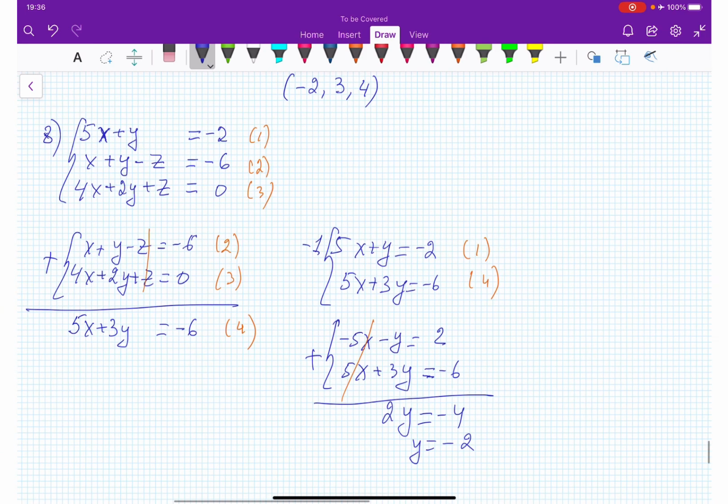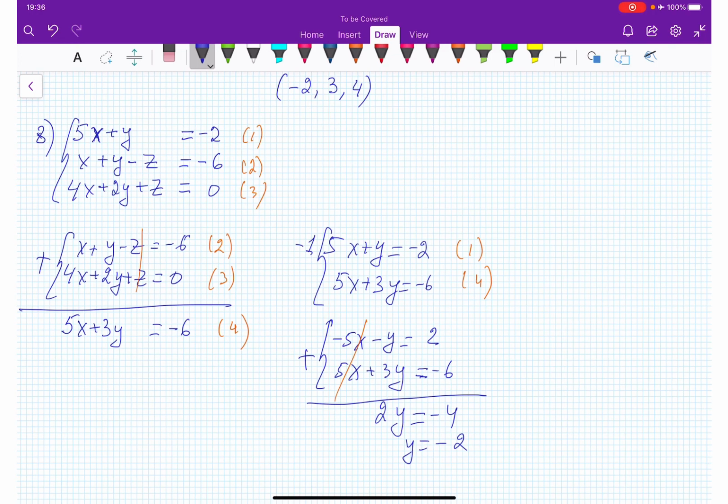I am plugging back into the first one to find out x. So 5x plus y is equal negative 2. Let's plug: 5x plus negative 2 minus 2 is equal negative 2. 5x is equal 0, because this is gone on both sides, negative 2, negative 2, and x is equal 0. Okay, y is negative 2, x is 0.